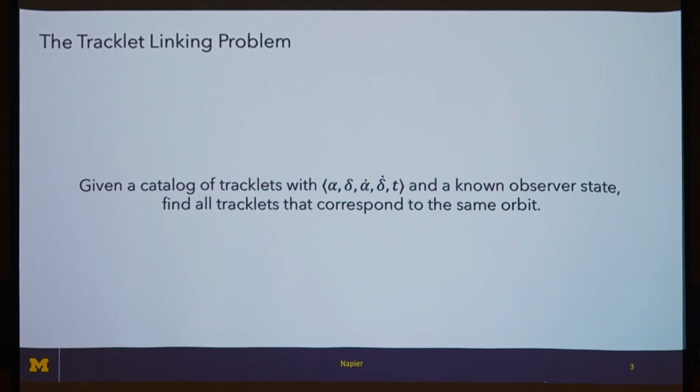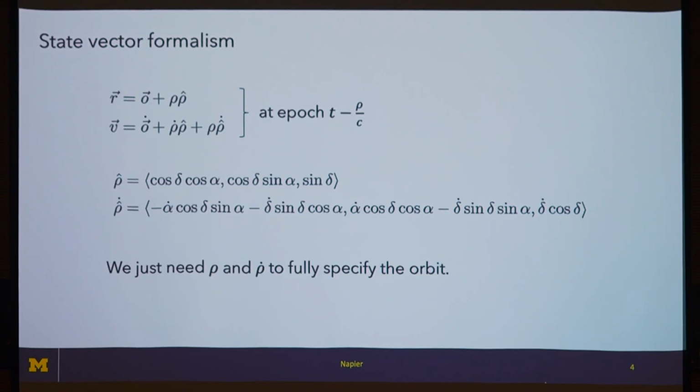So I'll start with the tracklet linking problem, because it is a lot less interesting than the single detection problem. So here we have RA, Dec and rates, like you have for traditional orbit linking. I'll start by introducing a state vector formalism to make our math a little easier. The position of these things is given by the observer's position, plus the topocentric distance rho times this rho vector, which is given by the RA and Dec of the observation.